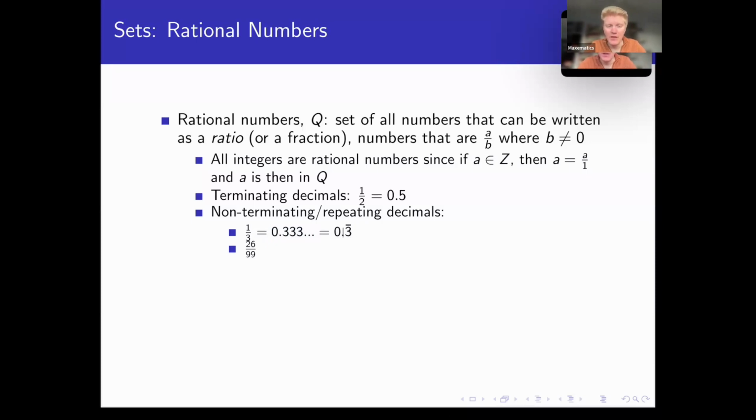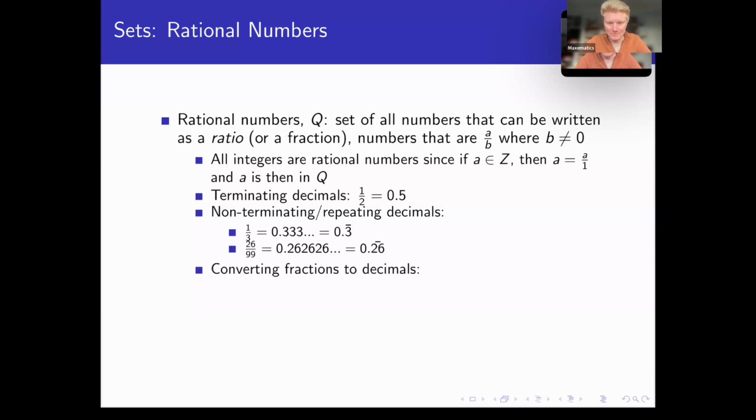very important. For example, 26 over 99 would be 0.262626, and we would write that as 0.26 repeating. So you want to write the part that is repeating without needing to put so much under a repeating symbol.